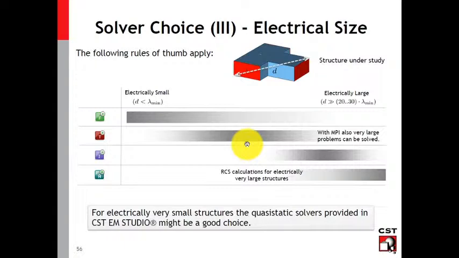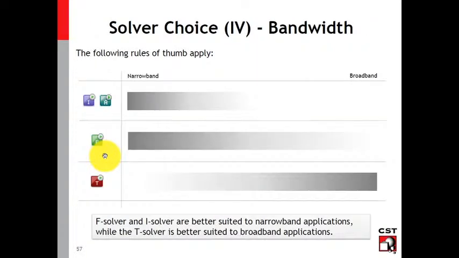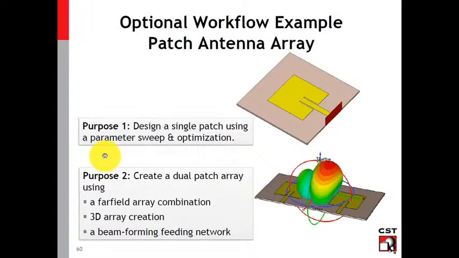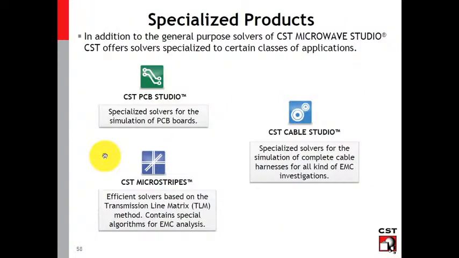And depending on the size of the structure, you will change the type of solver, because maybe you have an airplane. With an airplane, you have electrically large dimensions. So for it, you can use the integral solver or integrated solver. So we can choose the types depending on the shape we have, or the size we have, or the properties of the application we have.